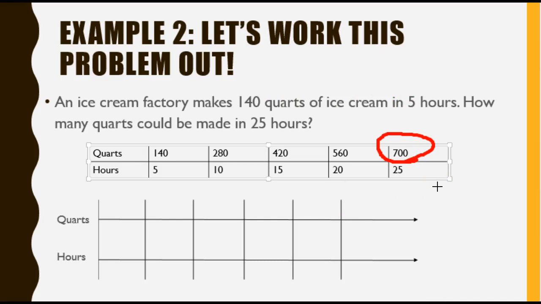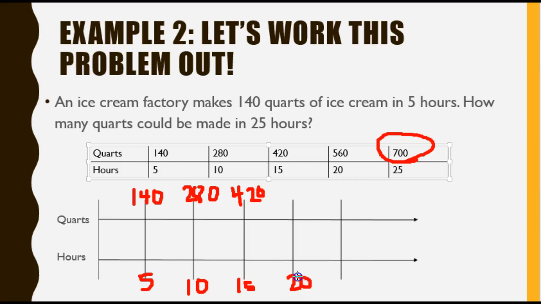So to represent this on a double number line, I do the same thing. My first mark here, I'd have 140 to 5. And then I can do equivalent ratios. So for 10 hours, I would have 280 quarts. For 15 hours, I would have 420 quarts. And then for 20 hours, I would have 560 quarts. And then for 25 hours, I would have 700 quarts.